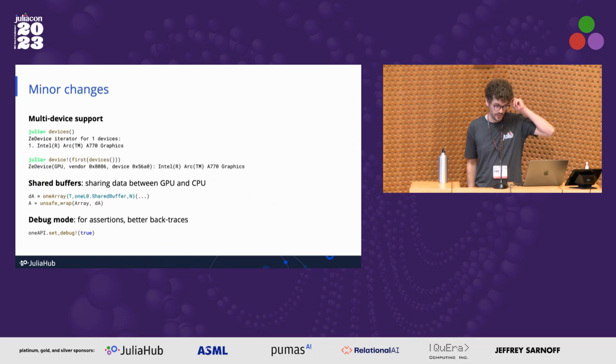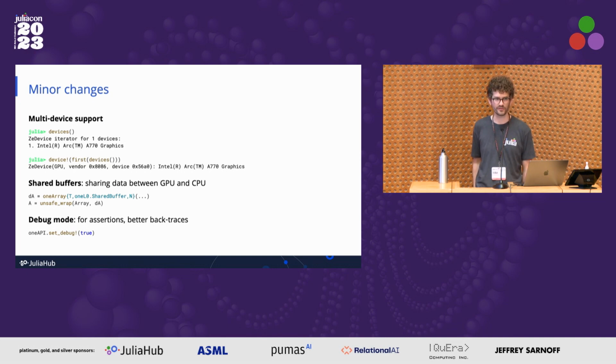There's also been a slew of minor changes that don't require an entire slide to explain. We have multi-device support now, again, in a very similar way to CUDA.jl, where you can switch devices and query the current active device. We support shared buffers, which is basically unified memory you might be familiar with. And we also have a nice debug mode, where if you toggle this, we'll download different artifacts from Yggdrasil, which have debug mode and assertions enabled.